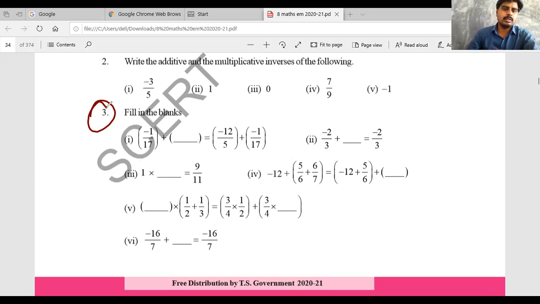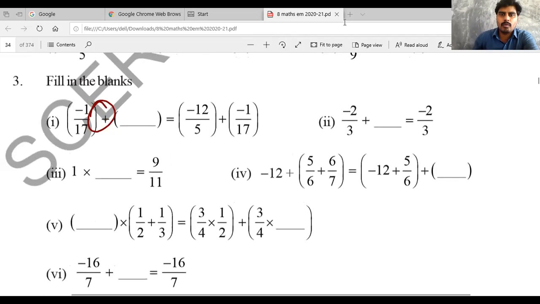Coming to third bit now. See Nana, here what we have, look at carefully. The first bit: minus 1 by 17 plus dash is equals to minus 12 by 5 plus minus 1 by 17. Yeah, how does it look? It seems to be a commutative property, right? It is a commutative property.